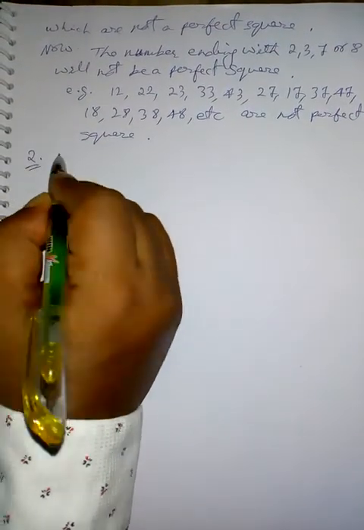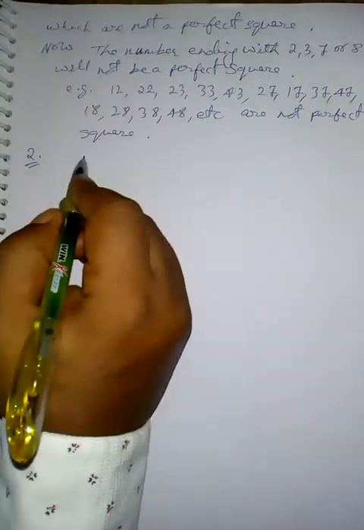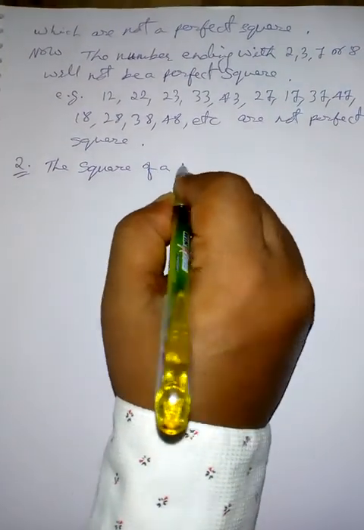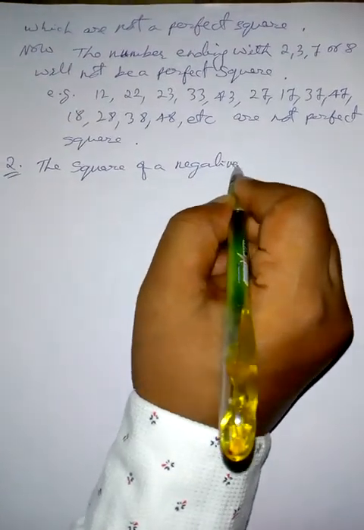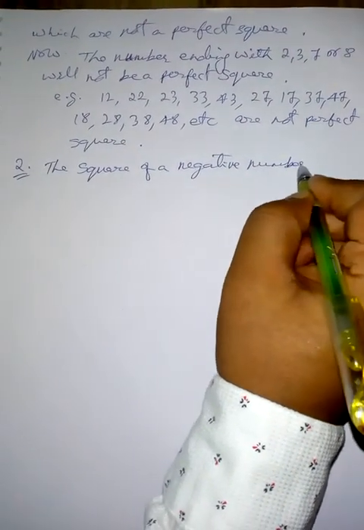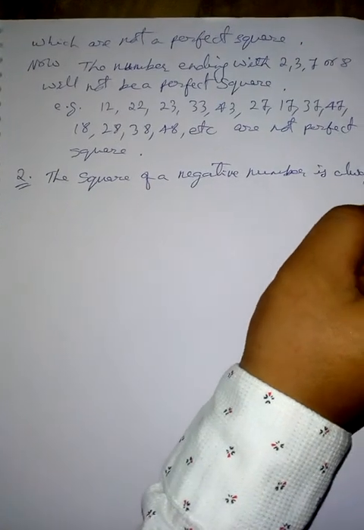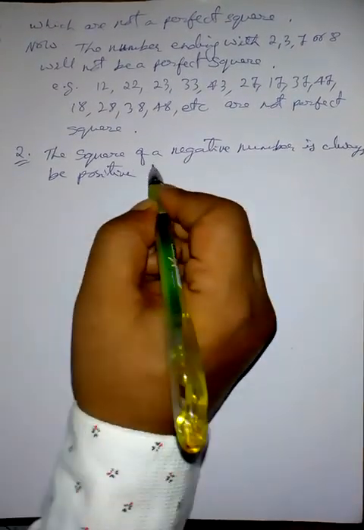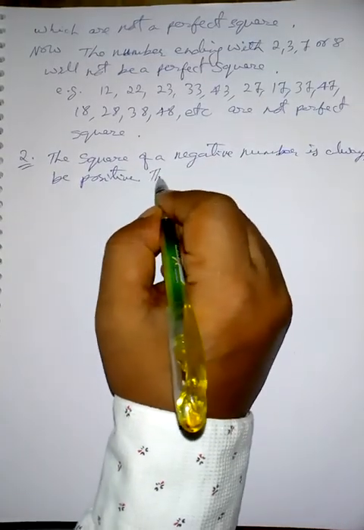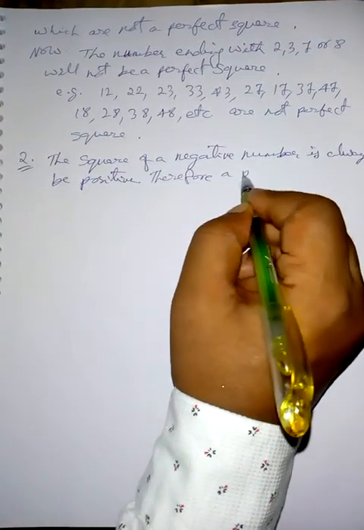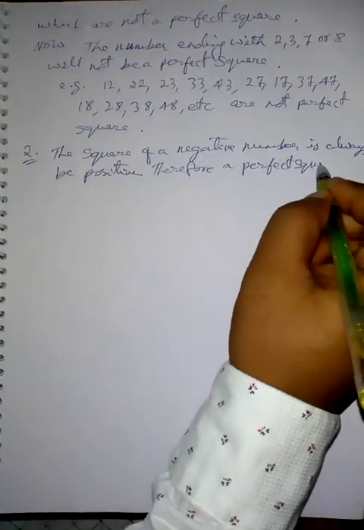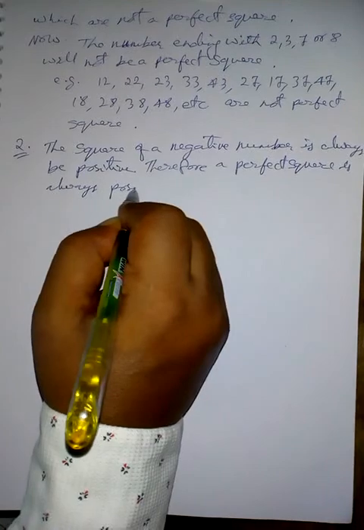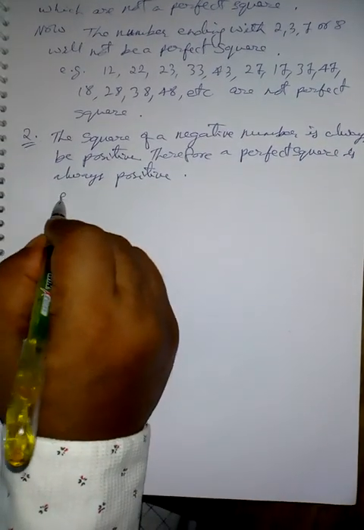Now property 2. The second property says that the square of a negative number is always positive. Therefore, a perfect square is always positive.